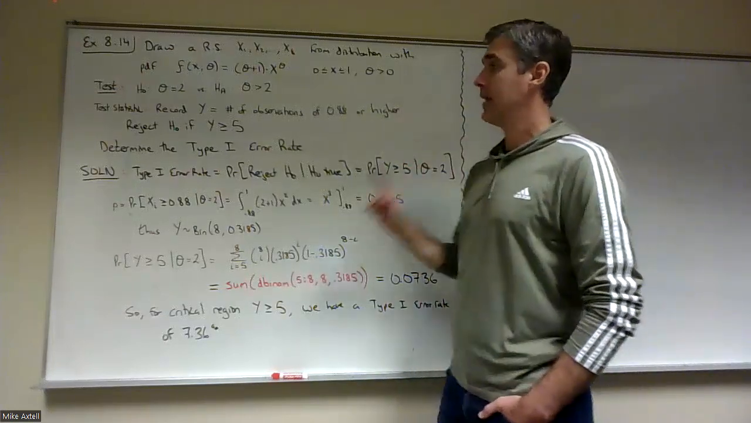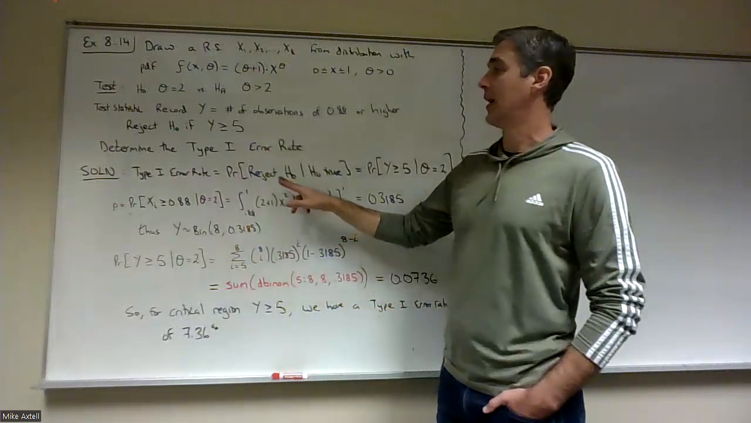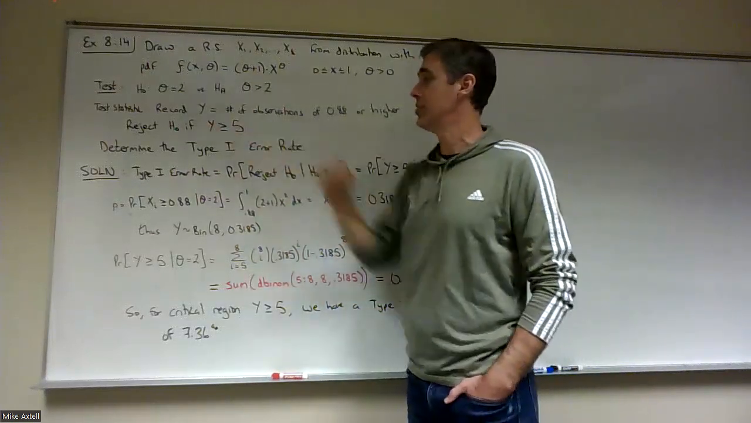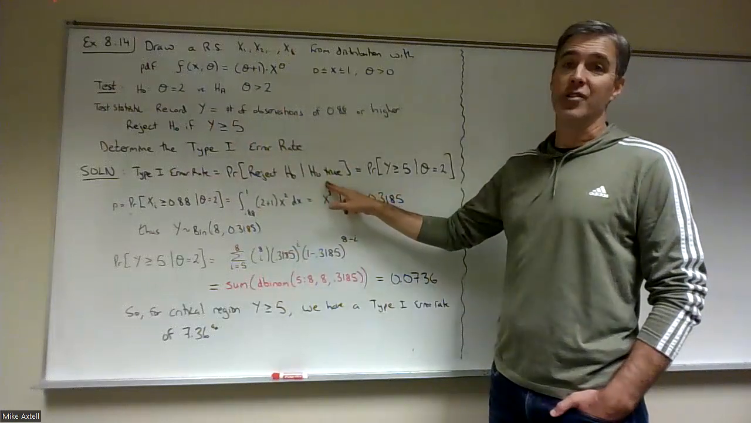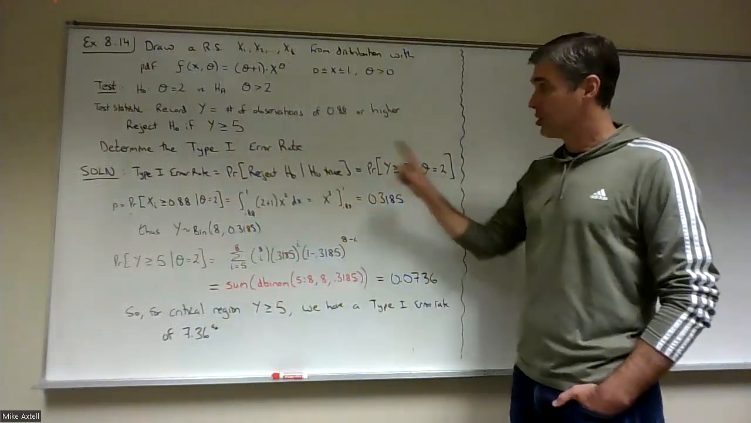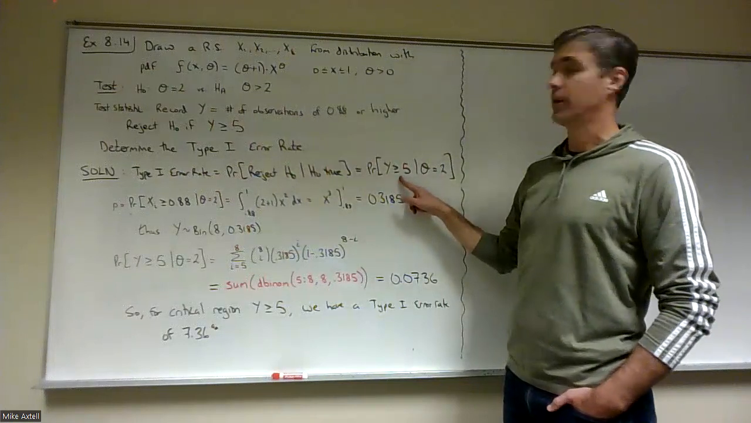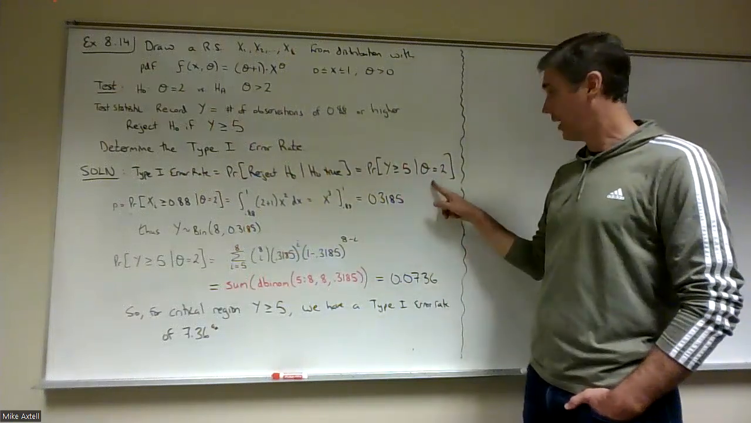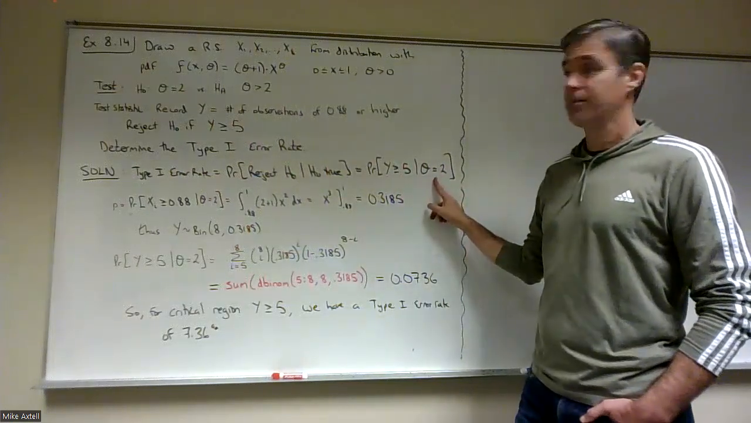Okay. So by definition, type 1 error rate is the probability I reject the null hypothesis that theta is 2, given that theta really is 2. Okay? I reject the null hypothesis when Y is greater than or equal to 5, and the null hypothesis is that theta is 2. Okay?